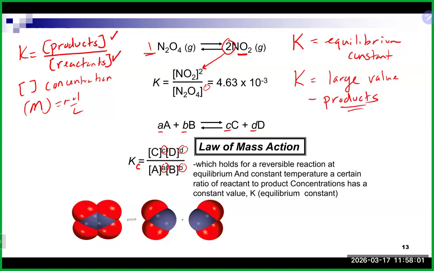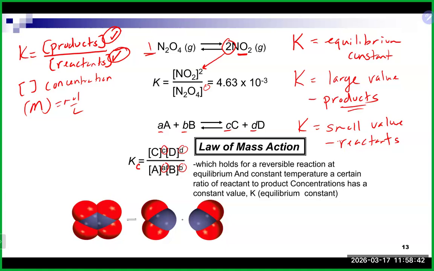Vice versa, if you have a small value of K, you would expect to have more reactants present. And it's the same math. If you take a small number on top divided by a larger number on the bottom, that's going to give you a smaller number. There are incredibly different degrees of large and small values of K. There are large values of K that are like times 10 to the 54. There are small values of K like times 10 to the minus 36.